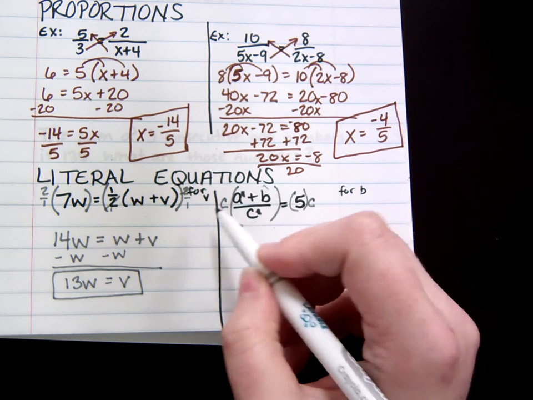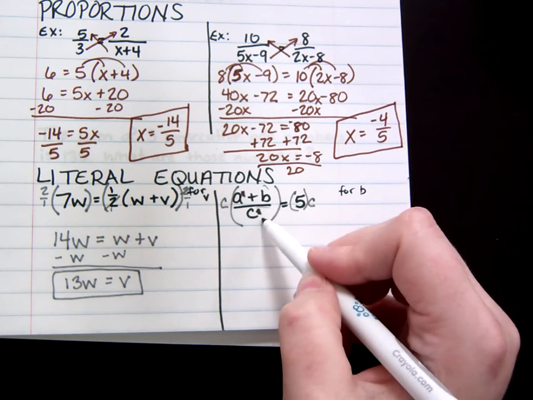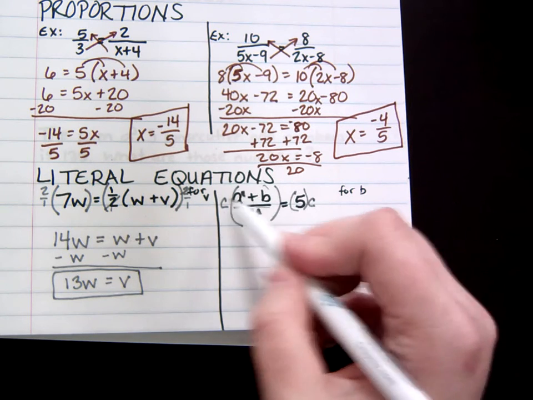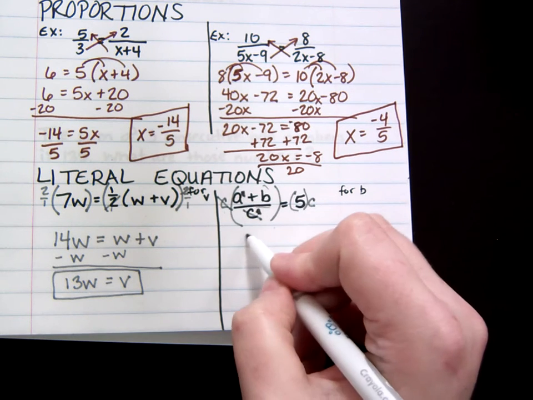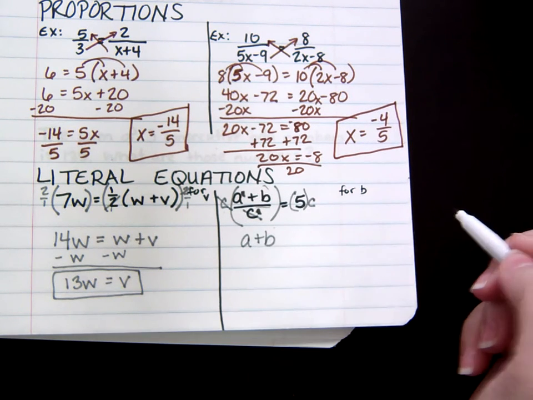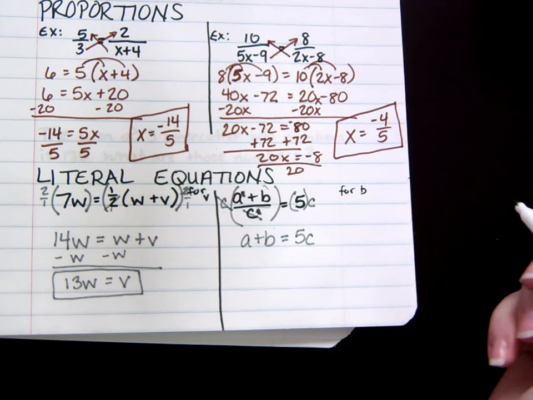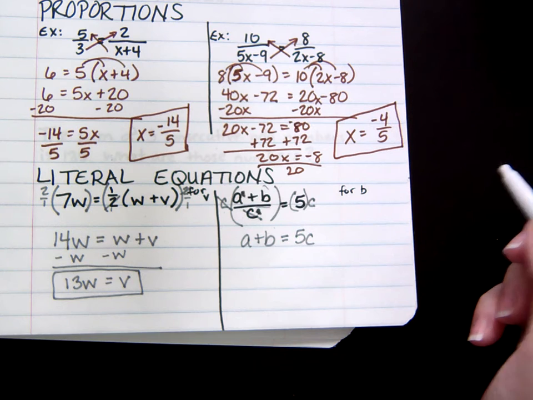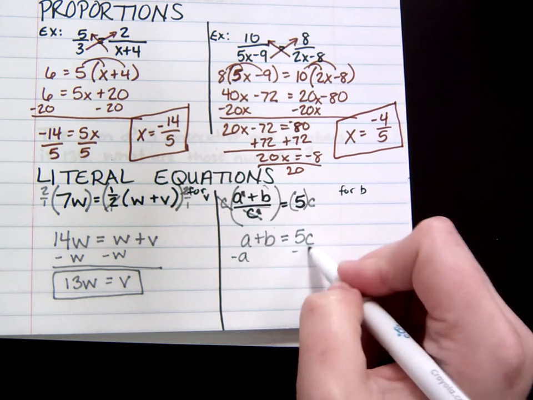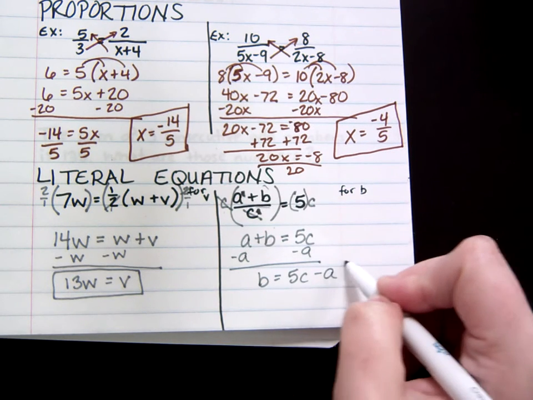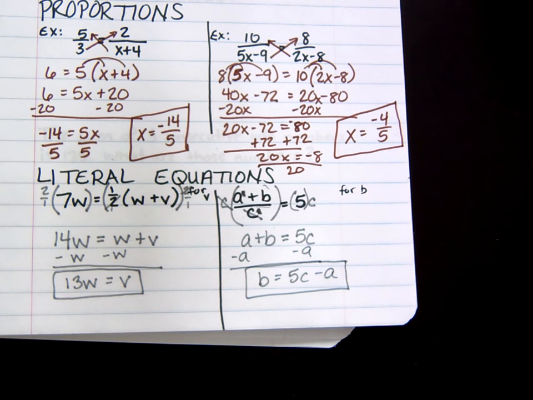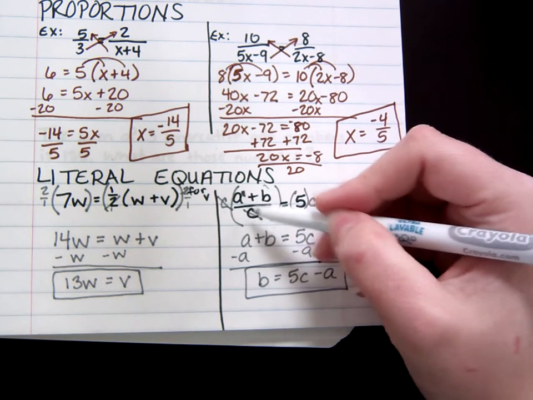Now remember, when you have the fraction bar like this and you multiply by whatever the denominator is, all it does is get rid of the denominator. It does not do anything to the top. So I still have a plus b on the top, and 5c for the right side. Then you just subtract a, and you get b is equal to 5c minus a. So if you get stuck on any of these, just think, okay, if these were numbers, what would I be doing next? Because that's what a variable is. It's a placeholder for a number that we don't yet know.